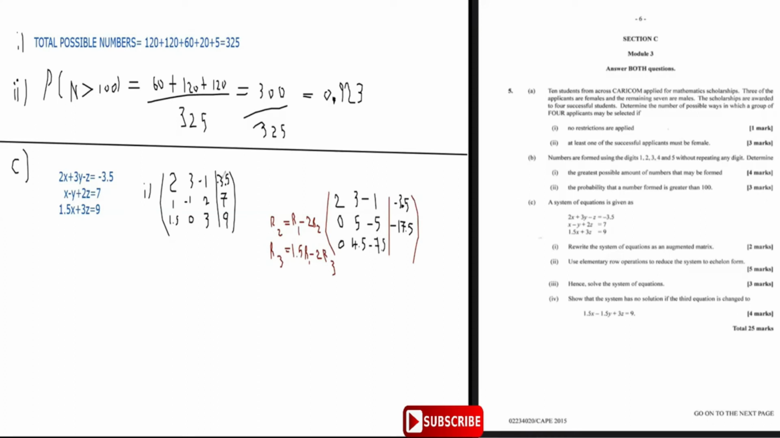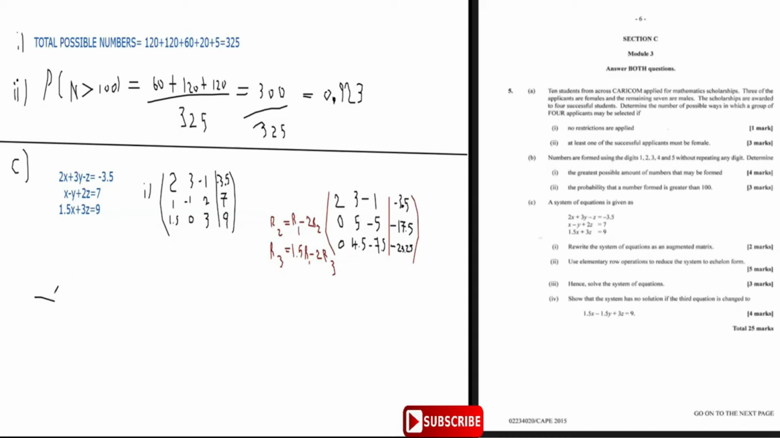All right. And then you have minus 1, you have 1.5 times minus 3.5 minus 2 times 9, that's minus 23.25 right here. So this is minus 23.25. Nice and easy. Now we need to use row 2 to get a 0 in row 1.